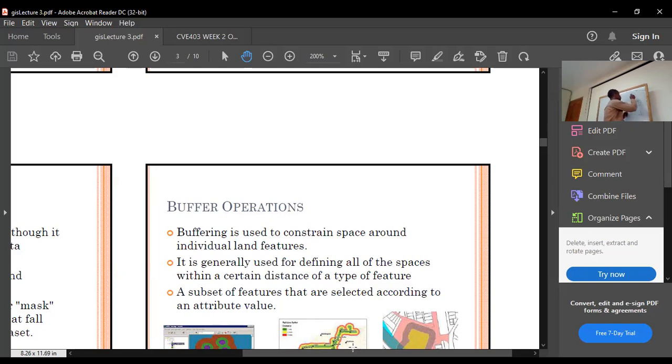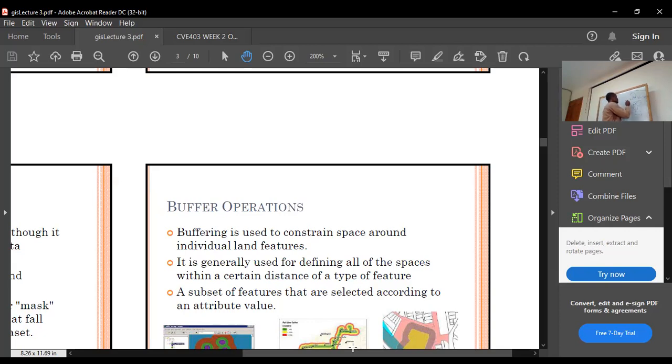So the buffer distance here is this distance that you see. A 50-meter buffer. Creating a 50-meter buffer means creating a circle in which the point of interest is at the center, and the radius of that circle is 50 meters. That's a circle. What we are creating is a circular buffer, a circular polygon.